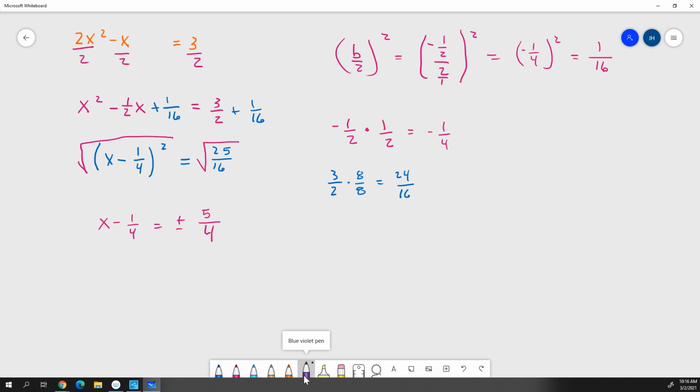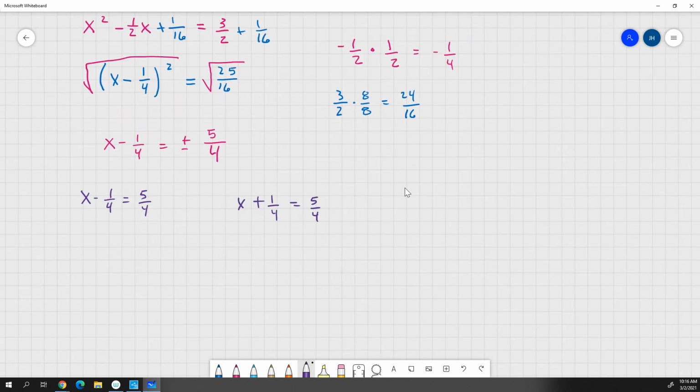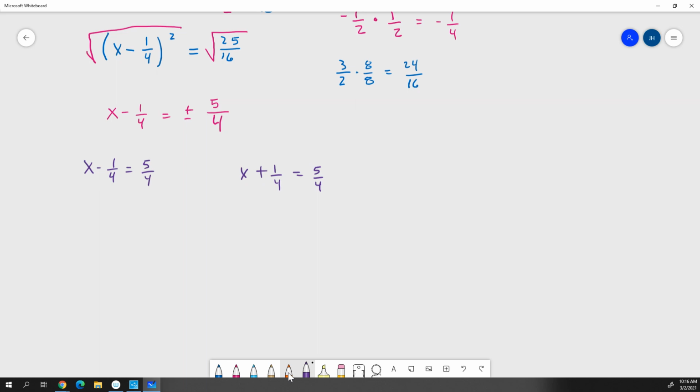So when I write my two equations, I wind up with x minus 1/4 equals 5/4. And then we go ahead and just solve for x on both of those. And the way we do that is we're going to add 1/4 to both sides, right? So this gives me x equals 5/4 plus 1/4 is 6/4, which we can reduce, right? Because each of those are divisible by 2, and we get 3 halves.